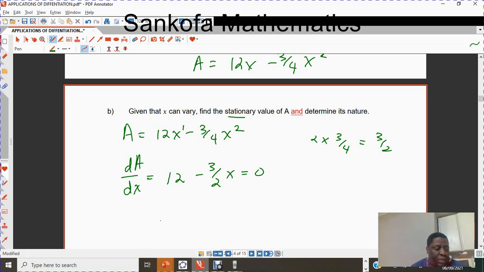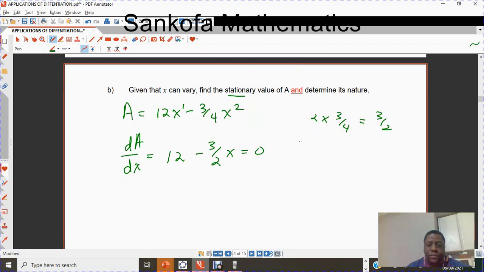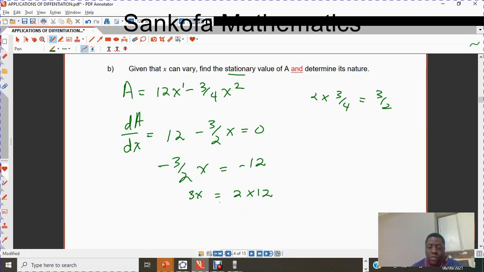And from here on, we need to solve for the value of x. Once we have the value of x, we are going to substitute it into our area in order to find the value of A, the area. So this is going to give you minus 3/2 of x is equal to negative 12. You can go ahead and drop the negatives. So it's basically 3x is equal to 2 times 12, right? And then x will equal 24 divided by 3. So our value of x is equal to 8.